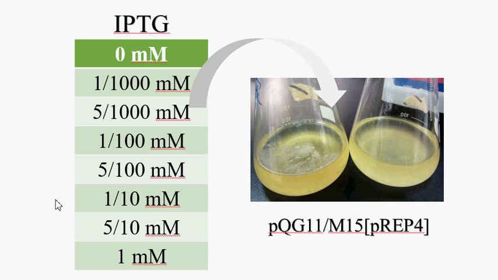Here are the 8 conditions we use, and in each condition we do 2 replicates. The concentration of IPTG is between 0 millimolar and 1 millimolar. The strain of E. coli we use is PQG11 and 15. This strain contains GUS DNA and the repressor of the lac operon.